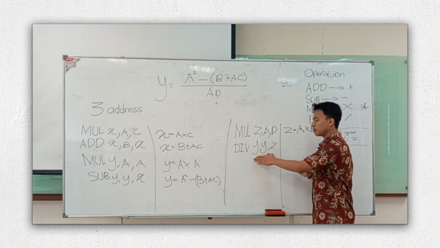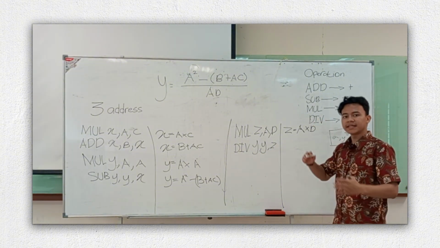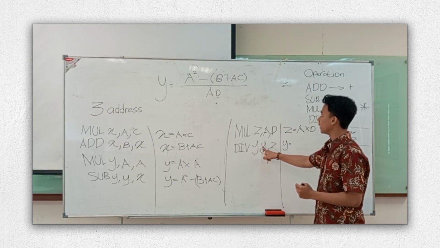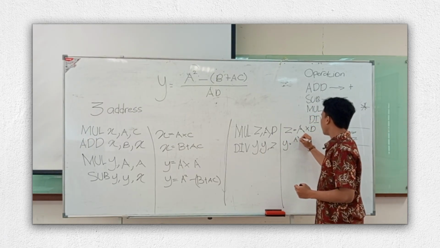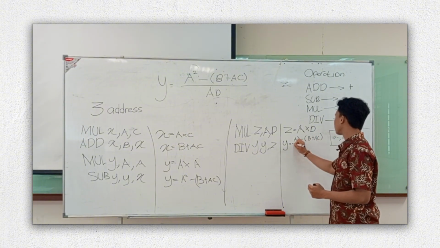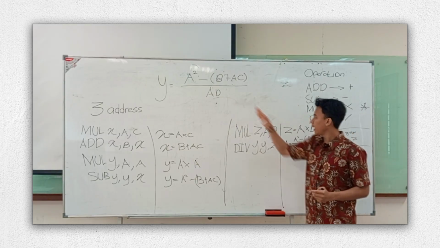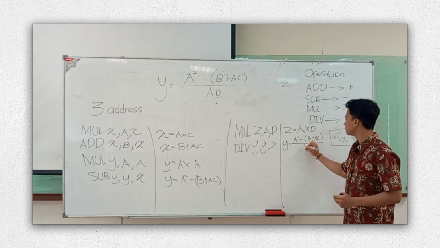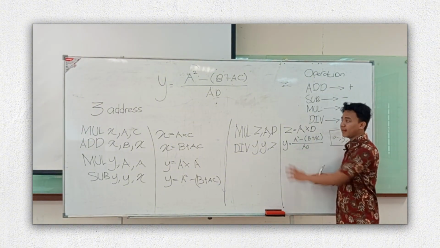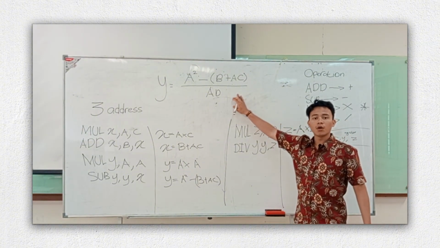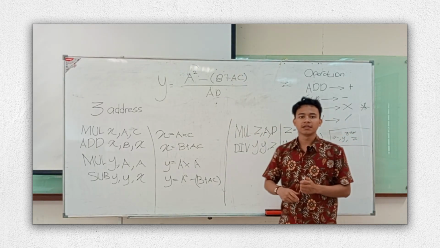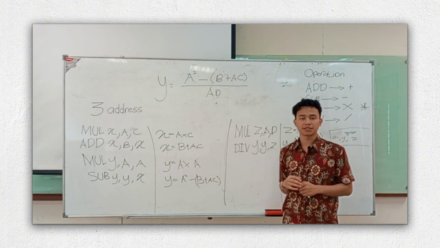So from these final operations, the output is Y, and this Y is A to the power of 2 minus B plus AC over AD for the Z. Our final answer here is the same as what we really wanted it to be. So here's the flow for the 3 address.